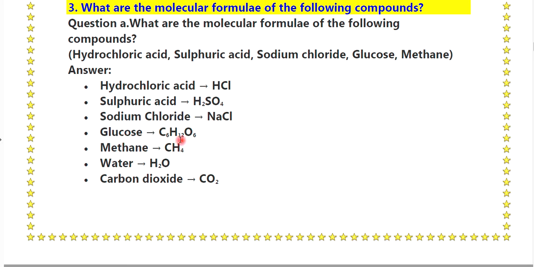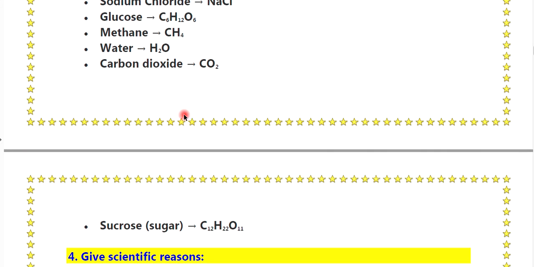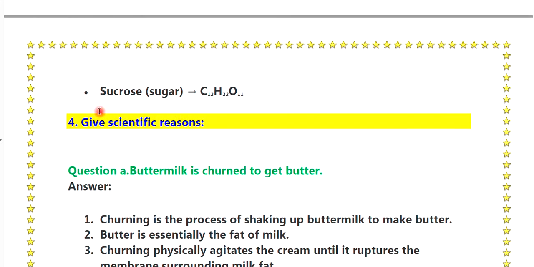Fourth is glucose. Glucose has the formula C6H12O6. Next is methane. Methane has the formula CH4. After that, water. Water has the formula H2O. And finally, carbon dioxide. Carbon dioxide has the formula CO2. Last one is sucrose. It is C12H22O11.